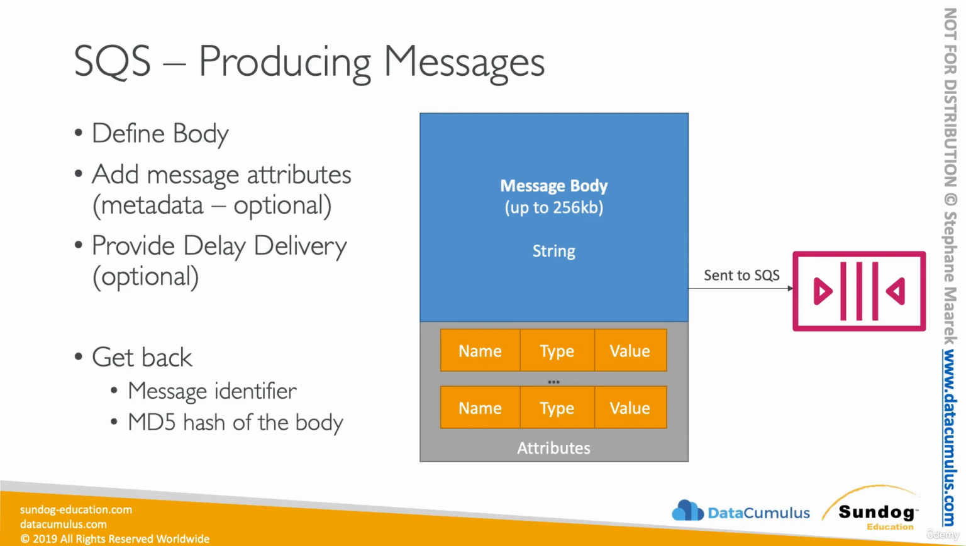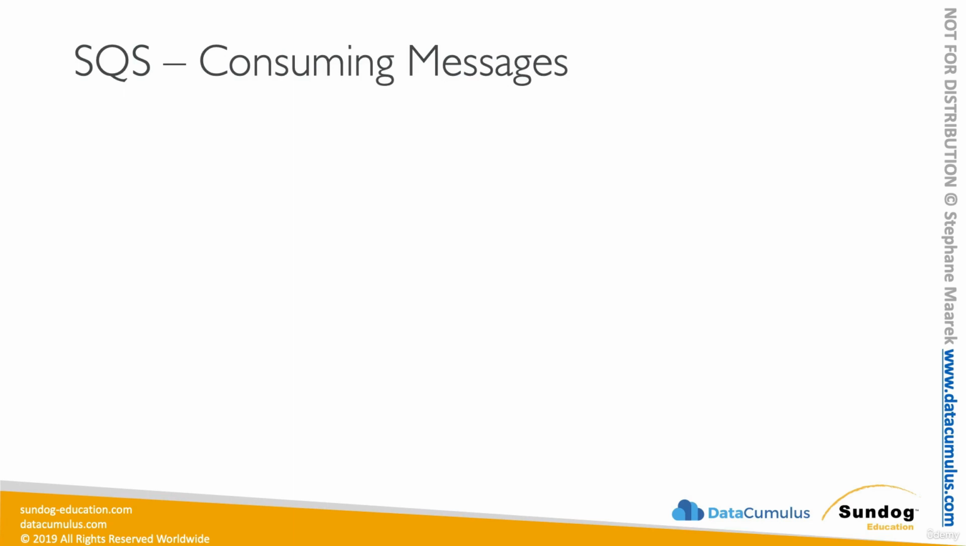So it's very different from Kinesis. Kinesis, remember, was sending bytes. Here we're sending strings. Kinesis had a 1 megabyte total max size. Here we have 256 kilobytes. Okay? Now, consuming messages, what does that look like?